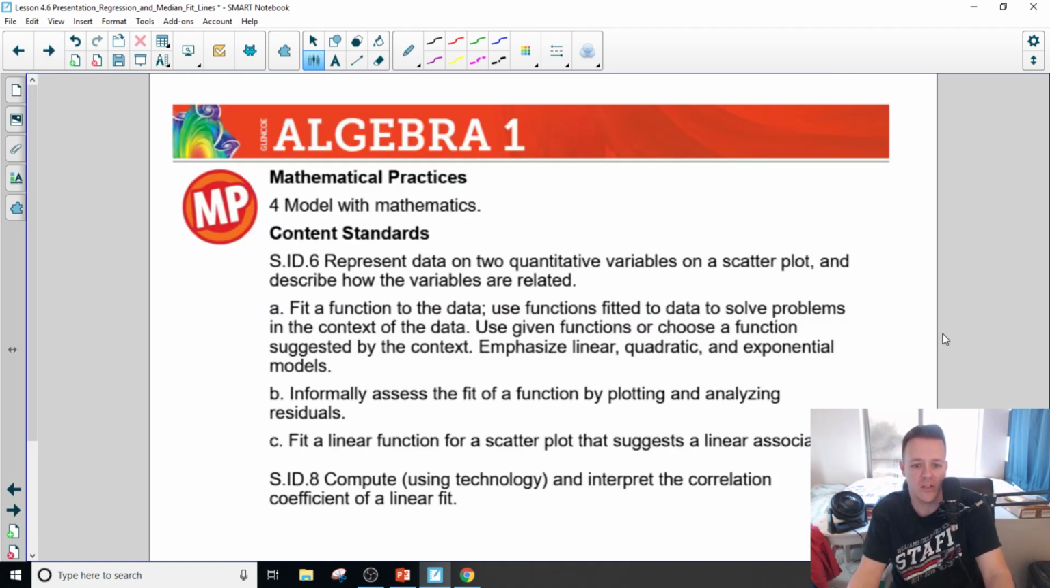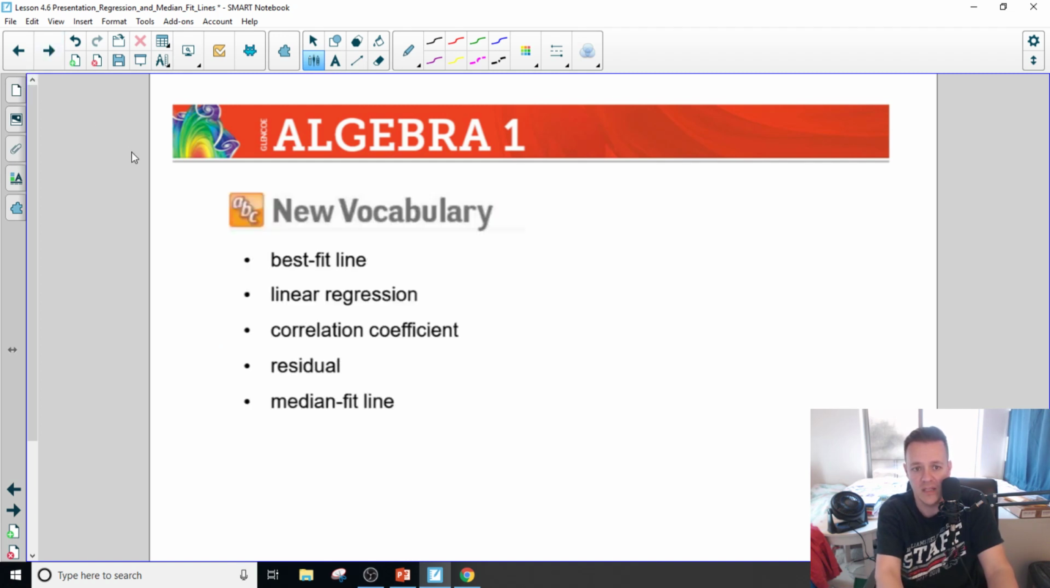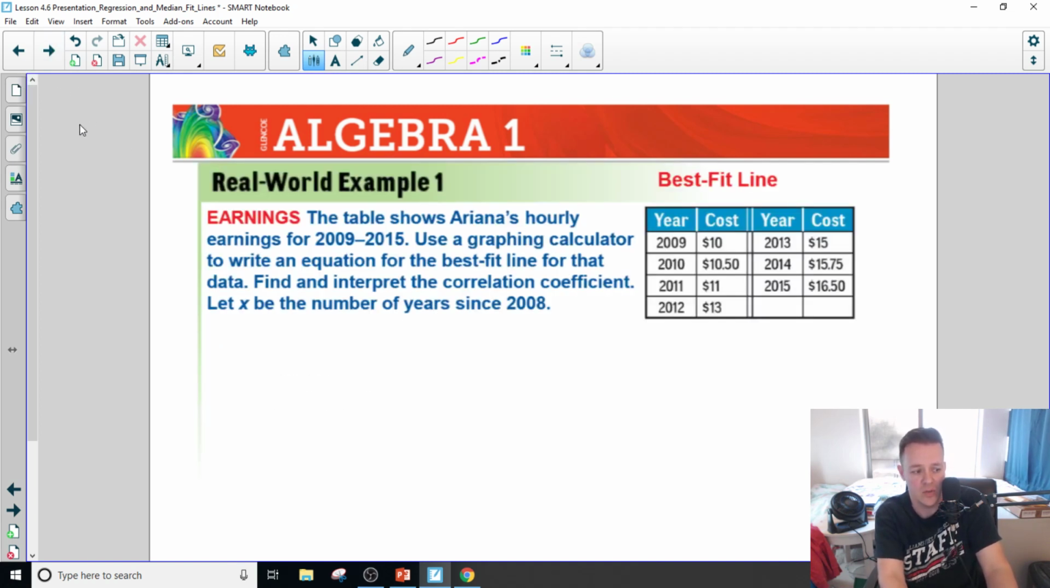So we're going to start modeling, and we're going to be using a lot of technology. We are going to take basically everything that we learn today and put it in tables and create models. We've used lines of fit and scatter plots to evaluate trends. Now we're going to write equations of best fit using line regression, and write equations of median fit lines. So right off the bat on your notes, you will have your vocabulary. And I have my teacher's edition over here to the left.